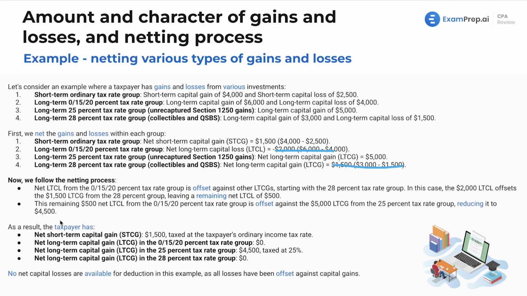So as a result, the taxpayer is going to have the following, and it's pretty much just our $1,500 from the short-term capital gain taxed at the taxpayer's ordinary income tax rate. And the reason why we net these all together here is because they have the same general tax treatment. They're long-term capital gains. So we can net those together, even though they have different rates. This is how it's going to play out. We're going to have $4,500 taxed at 25% here. No net capital losses are available for deduction, as all losses have been offset against capital gains. All right, great example. Let's keep moving along, prepping you and getting you ready for the exam.